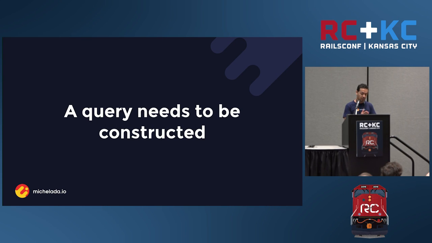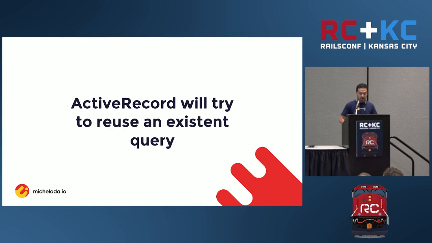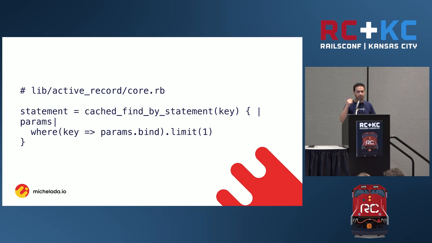The next thing ActiveRecord needs to perform is to create a query for us. ActiveRecord is smart enough to cache query objects for us, and the question is, how does that work? Let me explain why. When we execute a query, for example this dot find with a number, what it's going to do is try to find out if that statement has been executed before.